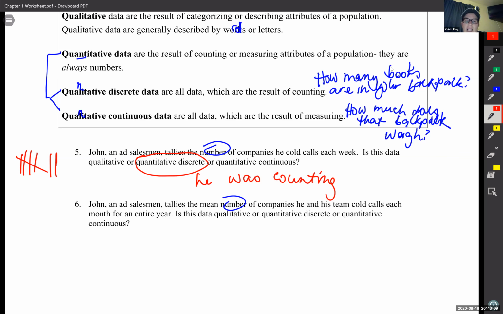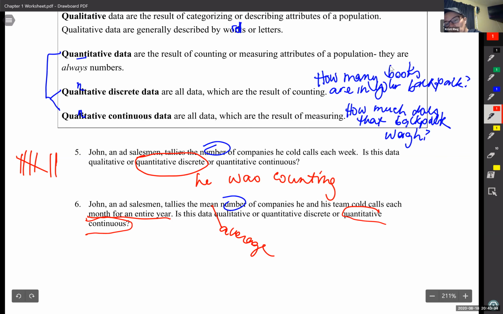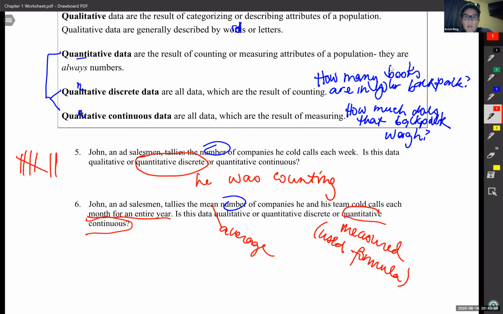All right, next one, he tallies the mean. We'll get this in the next chapter, but that means average. The average number of calls he makes each month for an entire year. So we're no longer counting, we're taking the average of each month. And so this is going to be, I blocked it up. It's in a separate line, quantitative continuous, because he measured, oh my goodness, it's getting late. Can you tell? Measured. In this case, used formula. So I said a minute ago that you could use a scale or a measuring tape or something, but you can use a formula too. You calculate it. That would be some sort of measuring.